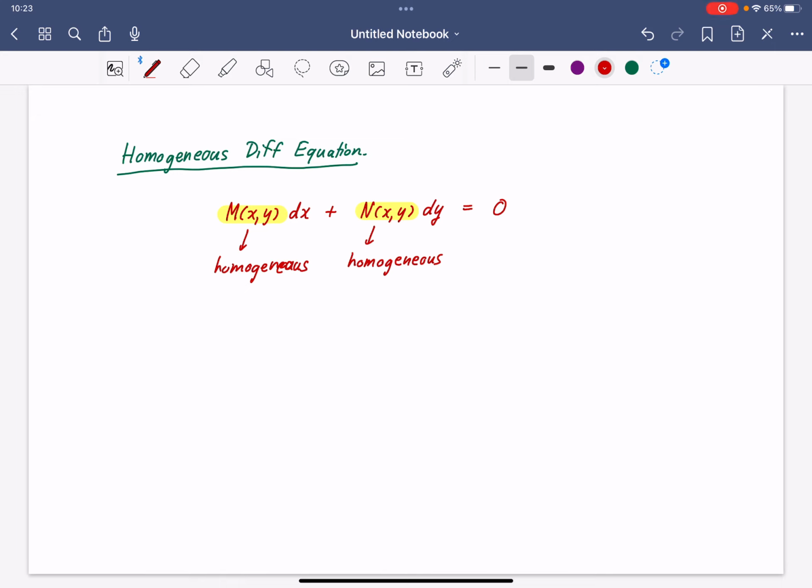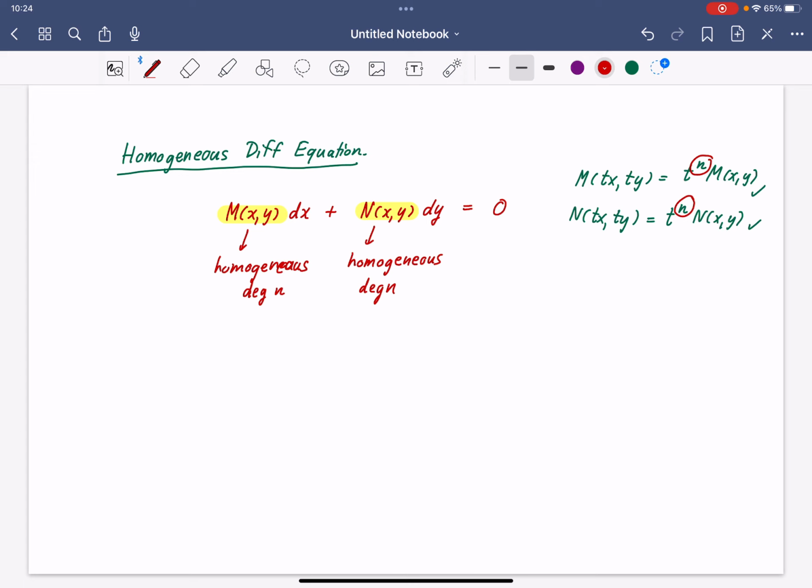The way that you're going to check if it's homogeneous is by doing M(tx, ty). If you can simplify it to t to the n M(x,y), it's called homogeneous. N(tx, ty), you plug in tx and ty inside there, and then if you get t to the n N(x,y), this is also homogeneous. It's going to be homogeneous with the same degree, degree n. This is the degree that you can pull out, your n here.